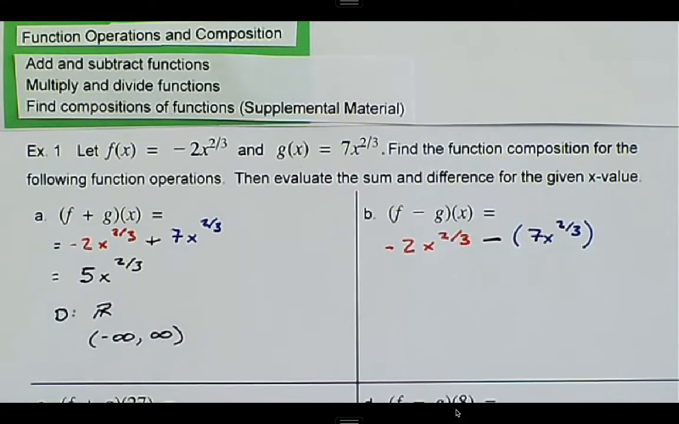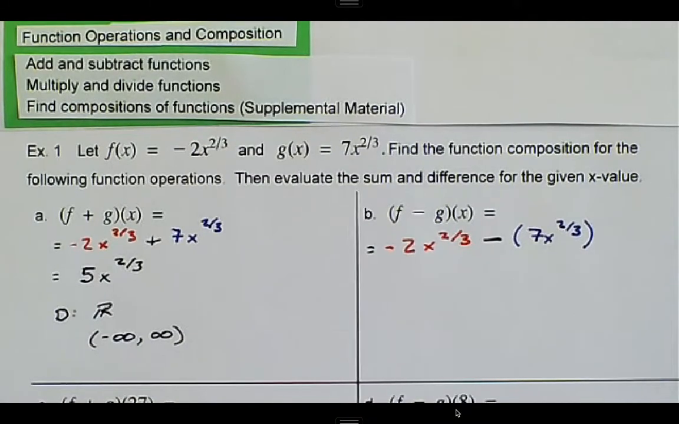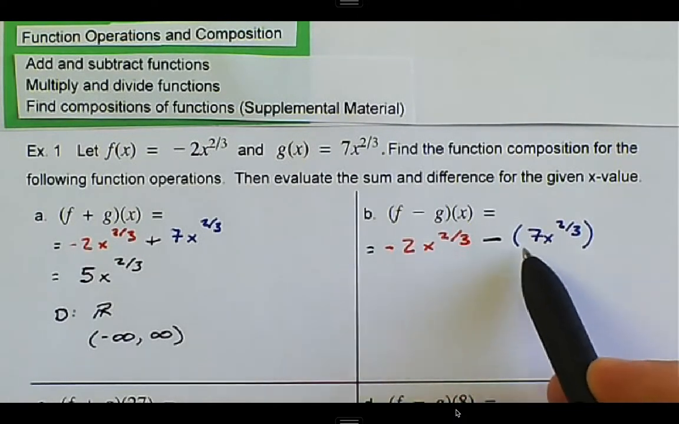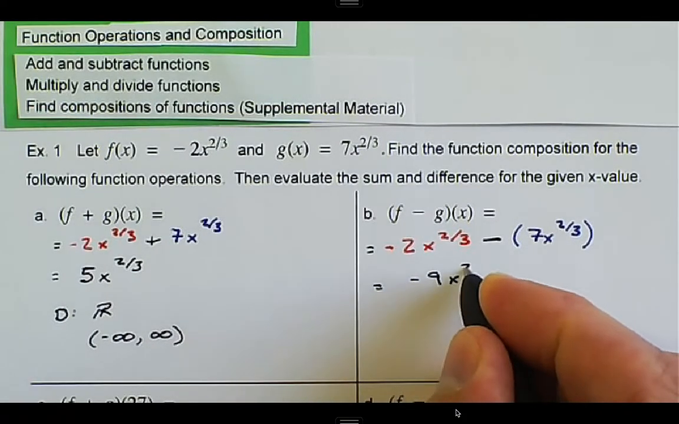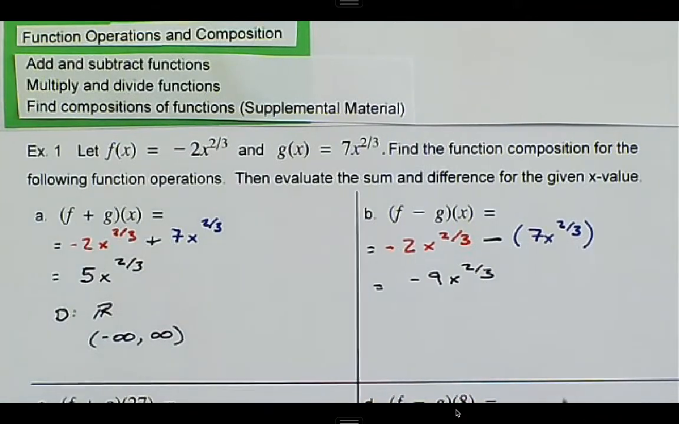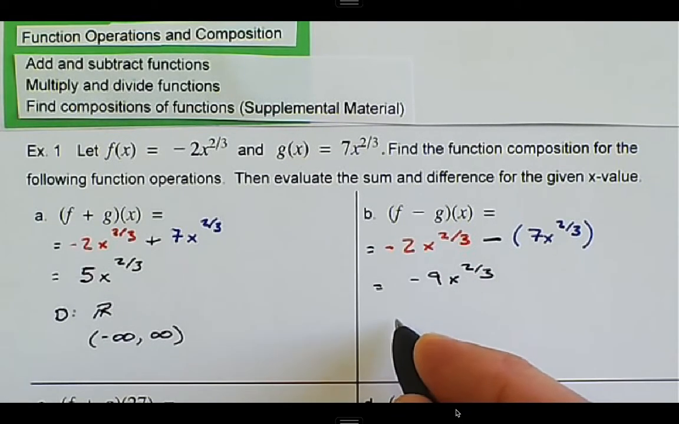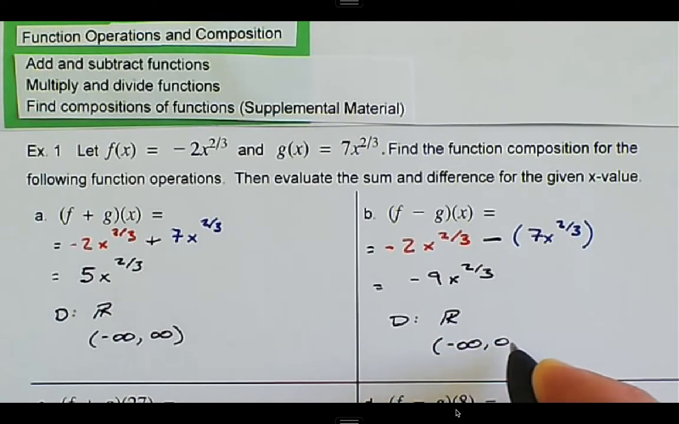And if there were two terms inside this parentheses, we'd have to make sure that we distribute the negative to both terms, but there's only one term there. So it's negative 2 minus 7, which is equal to negative 9x to the 2/3. And again, there's nothing in this function, nothing in this function, nothing in this function. None of these functions limit our domain. So the domain for this will also be all real numbers, or in interval notation from negative infinity to infinity.